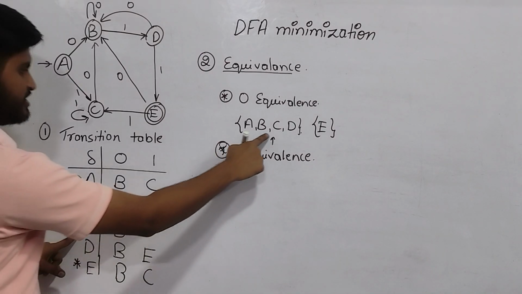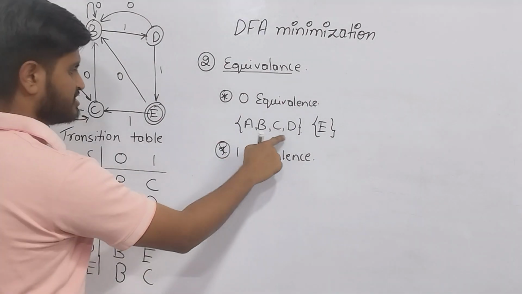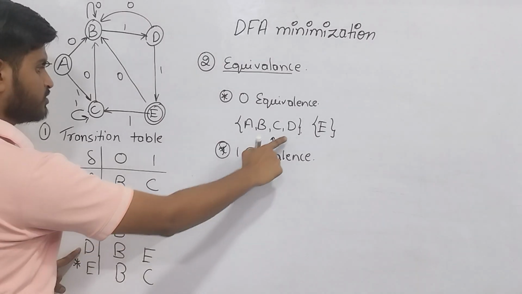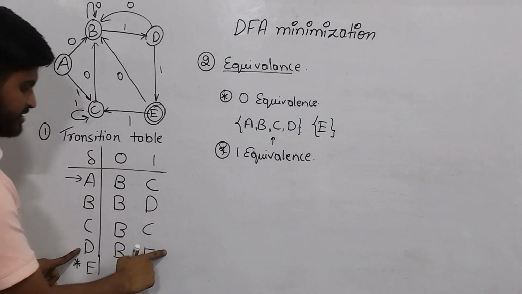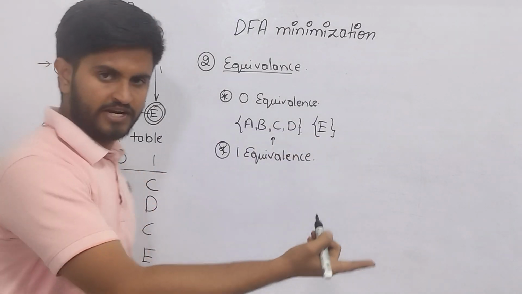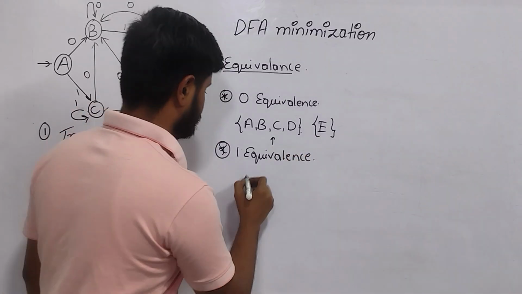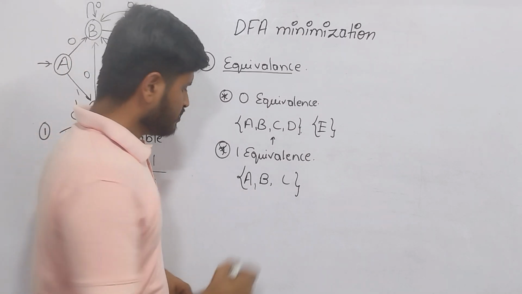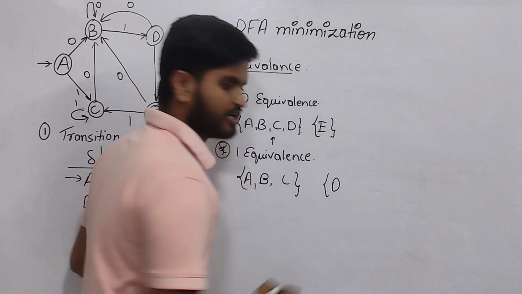Next C, for 0 it is moving to B, which is in this group, and for 1 it is moving to C, which is in this group. D, if you see, for 0 it is moving to B, which is in this group only, and for 1 it is moving to E, which is in the separate group. So you can tell D is a separate state. So A, B, C will be in the same group and D will be detached from the group.